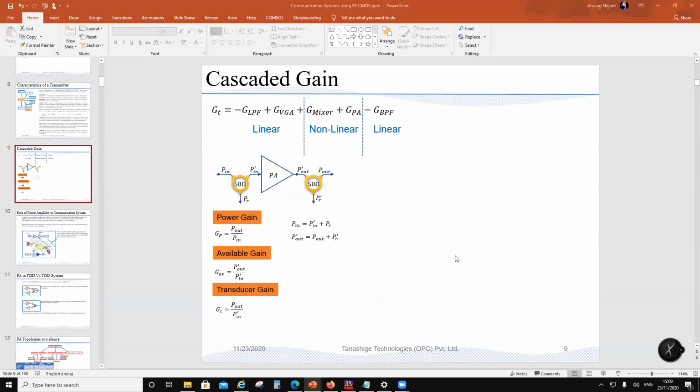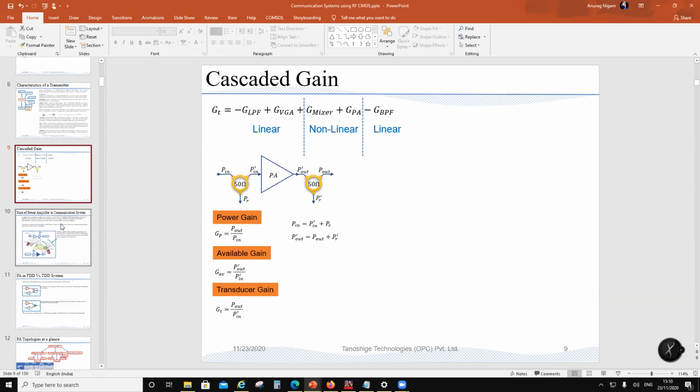Okay. So we have power gain, which includes mismatch on both sides. We have available gain, which assumes conjugately matched on both sides. And then we have a transducer gain, which assumes that you are conjugately matched only on the input side. Output side, you are going to do as per your requirement, right? So there are three gains. Mostly we deal with power gain.